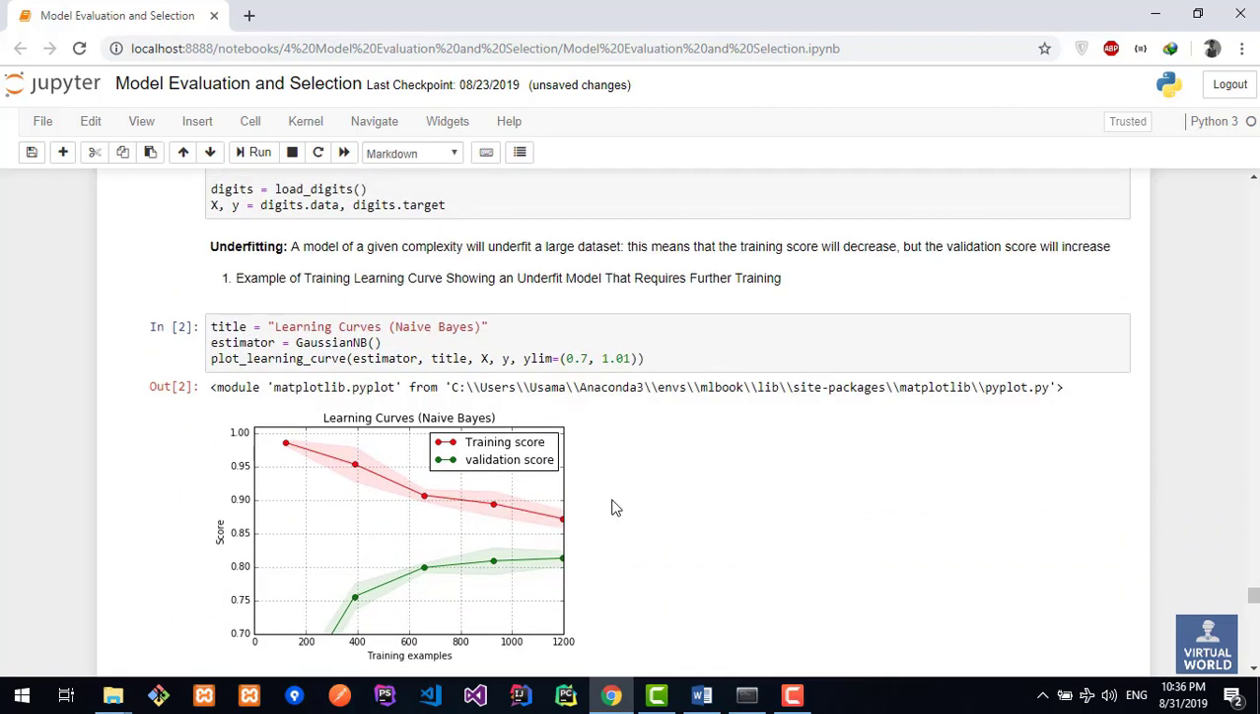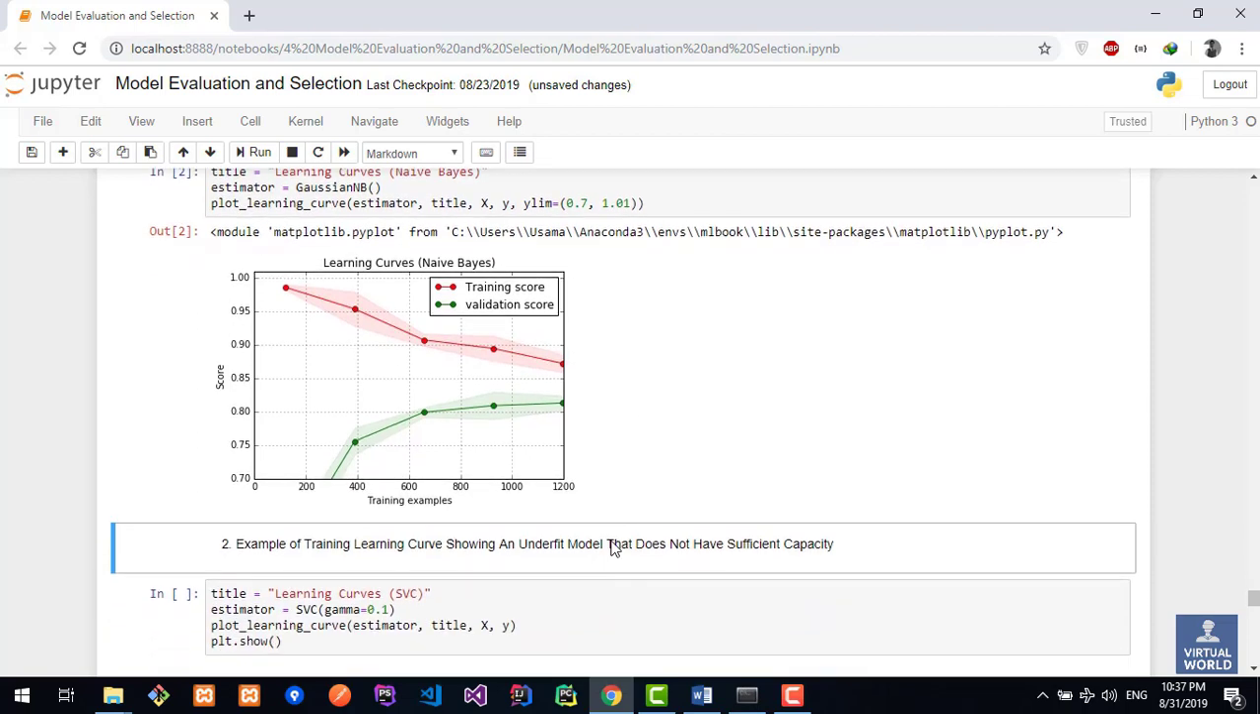This is the first possible underfitting curve, which occurs when the training score decreases, but the validation score increases. This indicates that the model is capable of further learning and possible further improvements, and that the training process was halted prematurely. We can fix this by providing more data to our classifier.